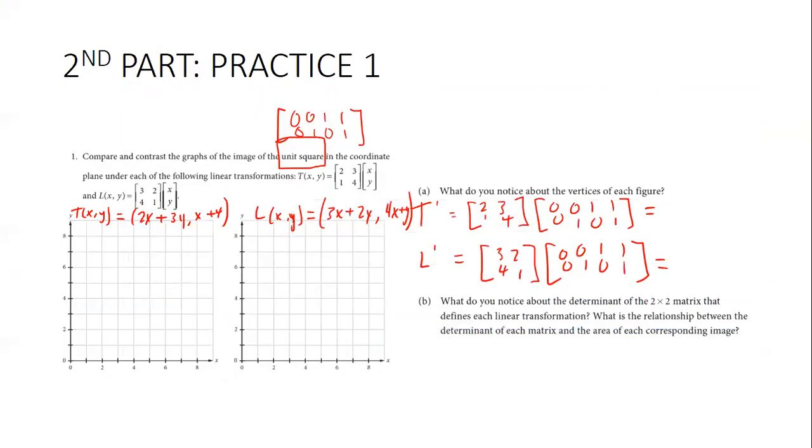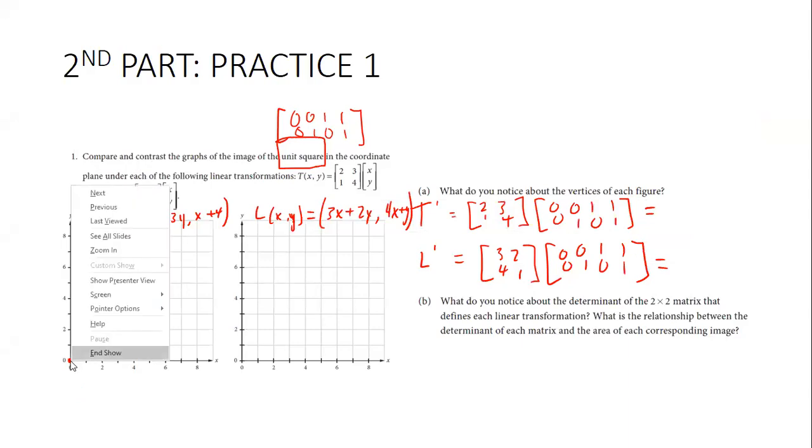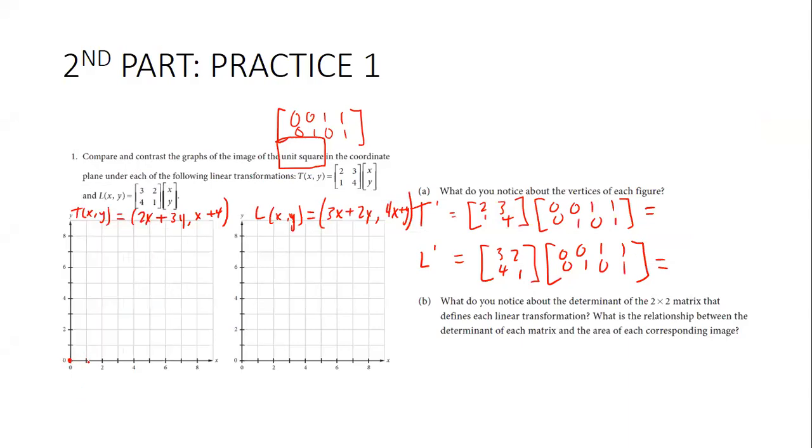So we're gonna go ahead and plot it out just to show you that you're gonna get the same output. So we had 0, 0. Then we were at 2, 1. Then we had 3, 4. And we had 5, 5.